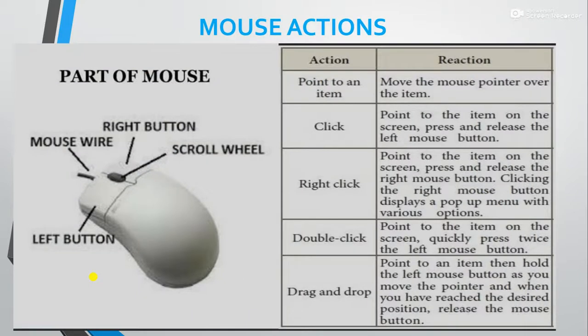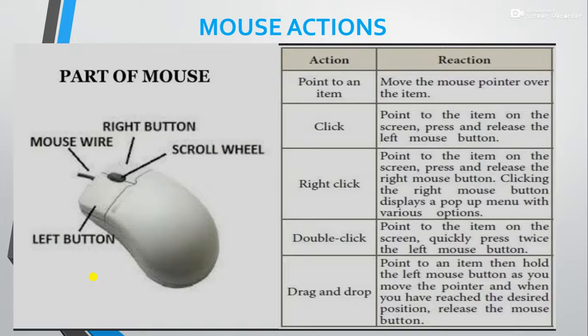Next, what is a mouse? We all know that a mouse is used as an input device for doing various operations in the system. There are three buttons here, namely right button, left button, and a scroll wheel. When we want to select a particular item, we have to press and release the mouse by using a click option.